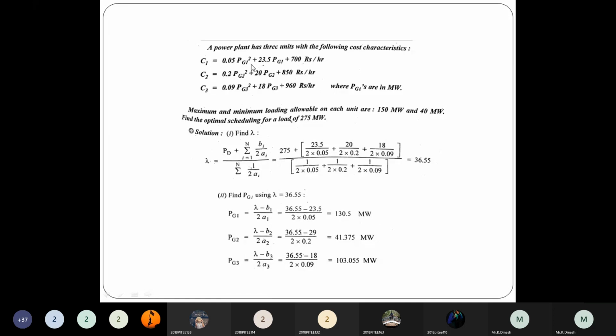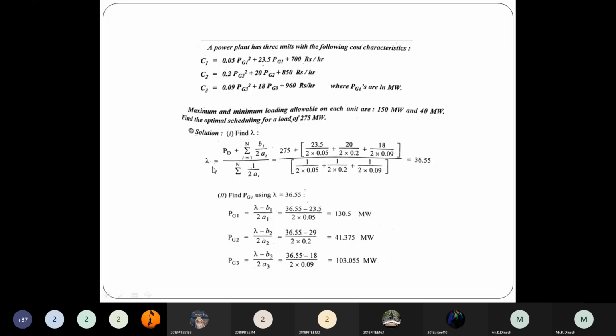So C1 equal to 0.05 Pg1 square plus 23.5 Pg1 plus 700 rupees per hour. First cost function. Second cost function 0.2 Pg2 square plus 20 Pg2 plus 850 rupees per hour. And the third cost function is 0.09 Pg3 square plus 18 Pg3 plus 960 rupees per hour. Maximum and minimum loading available on each unit are 150 megawatt and 40 megawatt. So the maximum value should be 150, minimum value should be 40. So the optimum scheduling of the load is 275 megawatt. So that is total Pg1 plus Pg2 plus Pg3 equal to 275 megawatt.